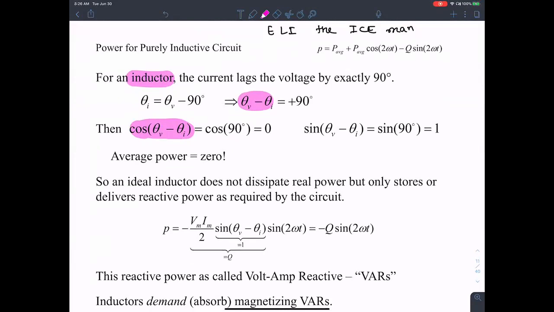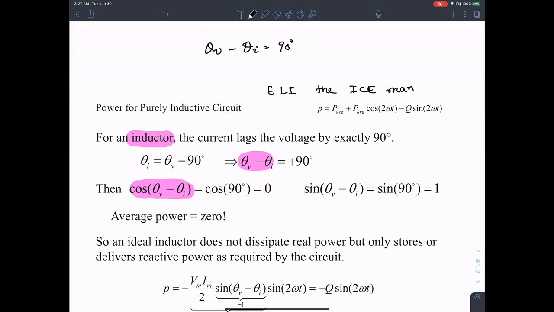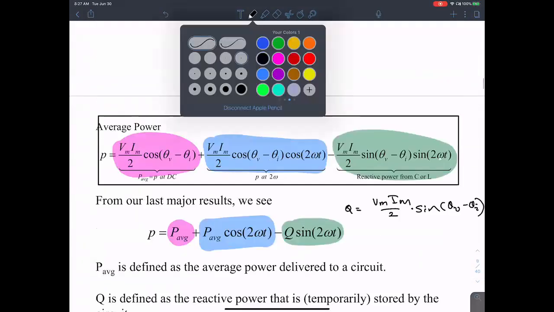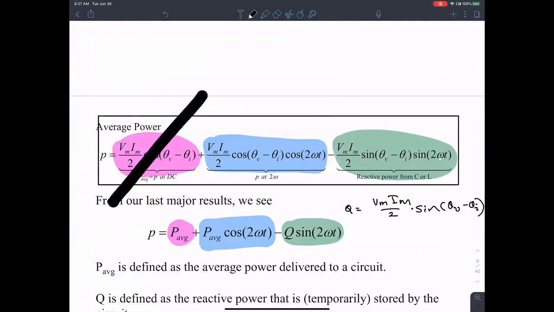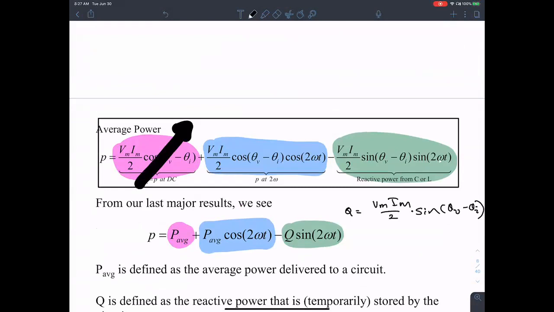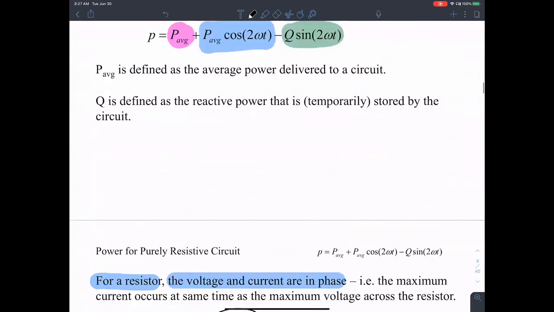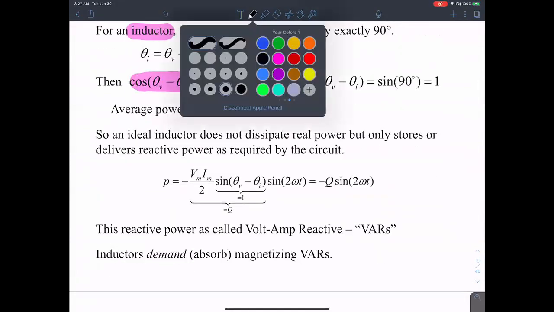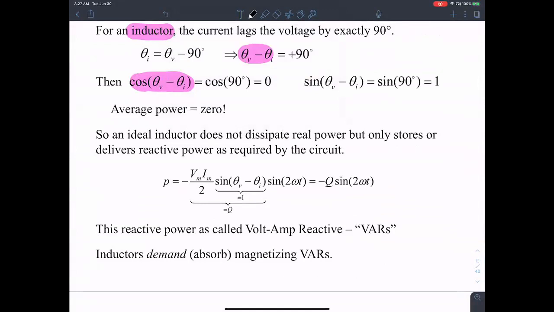When we plug it back in, all we will see is the average power. So two of the three terms. So you plug in theta V minus theta I equals 90 in the equation here. When you plug that in, this term goes to 0 because cosine of theta V minus theta I is 0. Similarly, there is a cosine theta V minus theta I term in here, so when theta V minus theta I is 90, cosine of 90 is 0, so all of this term goes away. So you're only left with the reactive power for an inductor. For an inductor, you're only left with the reactive term, negative Q sine 2 omega t.